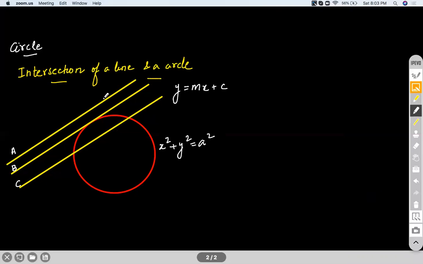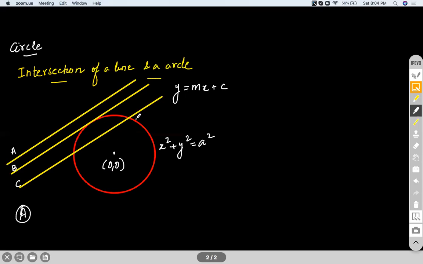Now I want to find out the condition for this circle and this line to interact in these three ways. How will I find this out? There are two ways of finding the condition. Let's say I want to find the condition for A. For A to happen, simple geometry says that the distance of the center, which is the origin in this case, from the given line should be greater than the radius.